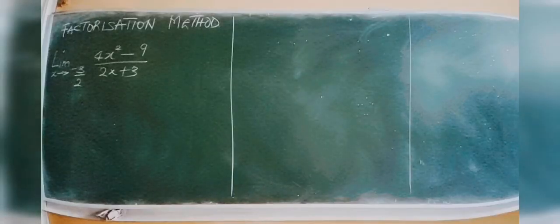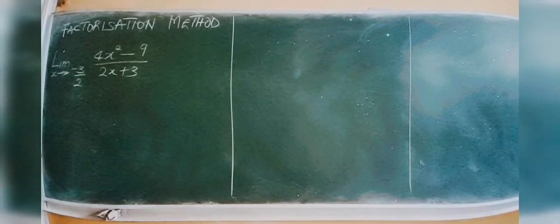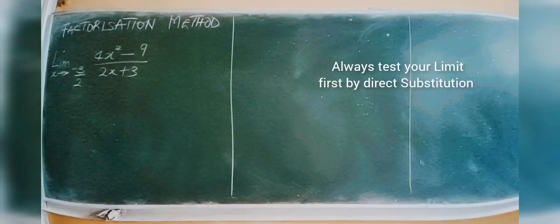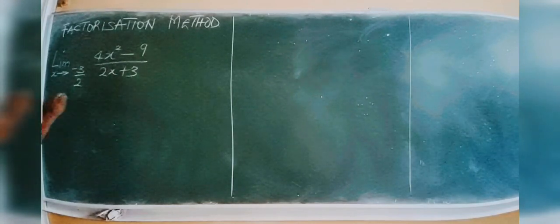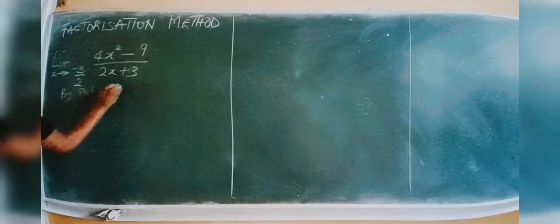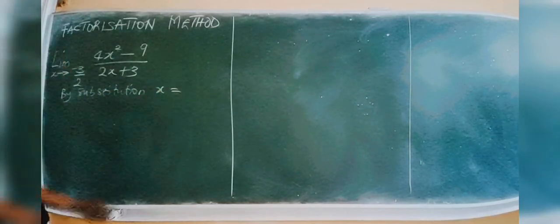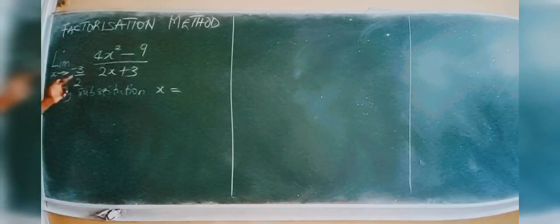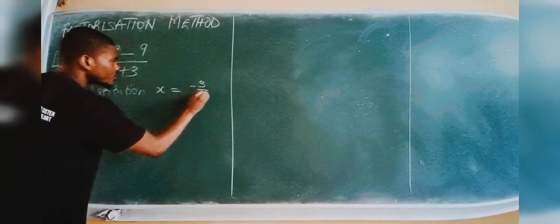The question says: limit as x tends to minus 3 over 2 of the given function, 4x squared minus 9 all over 2x plus 3. As always, you first try by directly substituting the value of the limit into the function. By substitution, you set x to be equal to the limit, which is minus 3 over 2. So x becomes minus 3 over 2.